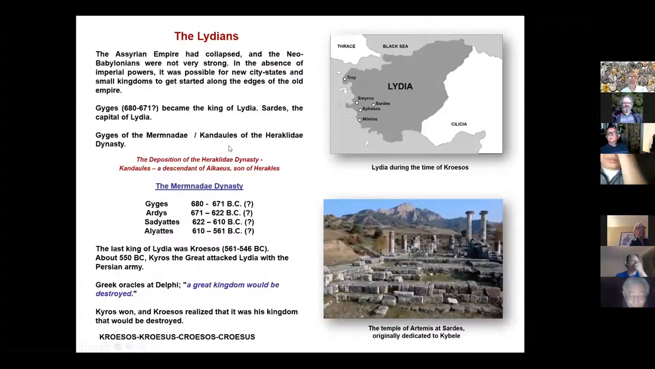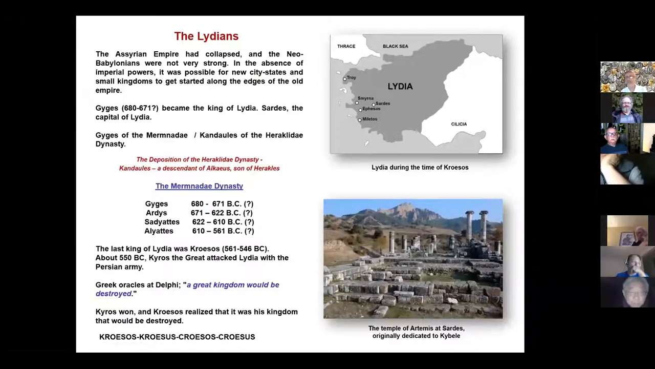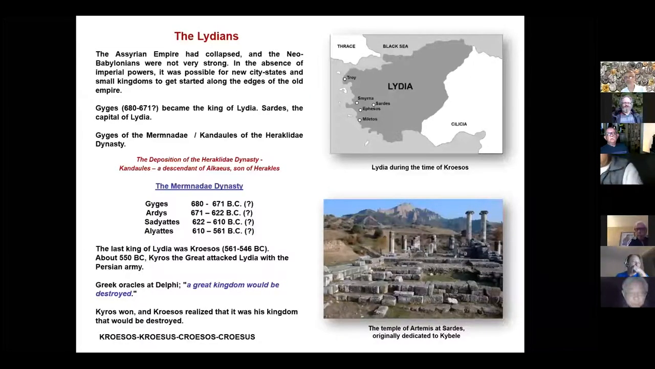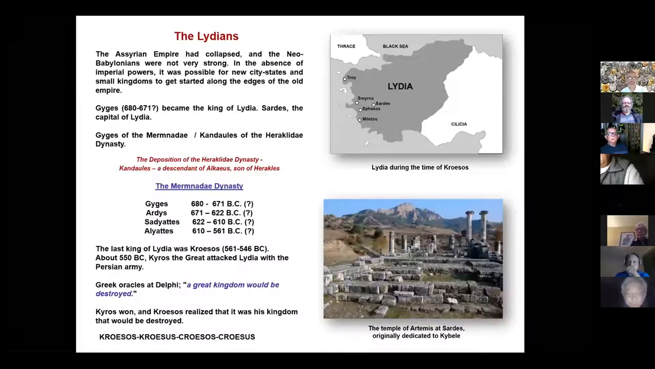Candaules, the head of the Heraclid dynasty, had a very beautiful wife. Apparently she was very charming, and he was so fond of her, and he loved to brag about the beauty of his wife. And Gyges was his friend. One day he was talking about his wife again and said, "You need to see her in private, otherwise you will not believe me." No matter what Gyges said, he could not convince him not to do that.